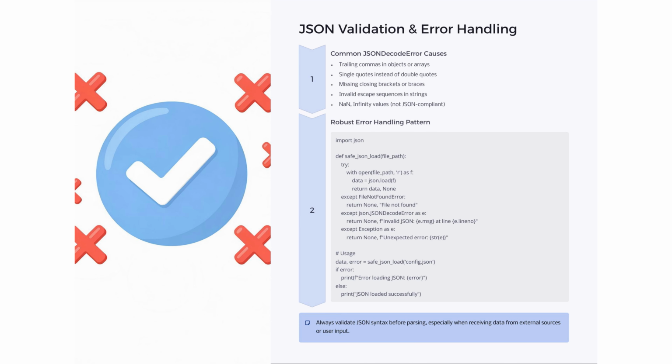JSON validation is crucial to prevent errors like trailing commas, single quotes, or missing brackets. Use a safe JSON load function to handle JSONDecodeError, FileNotFoundError, and unexpected issues. Always validate JSON syntax, especially with external data, to ensure robust error handling and successful parsing.